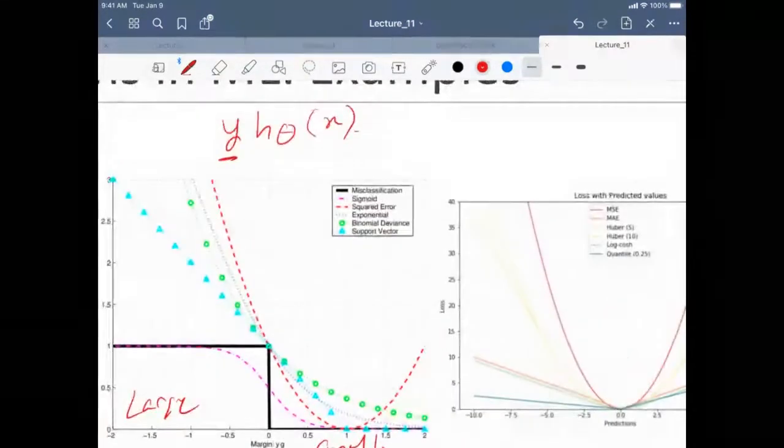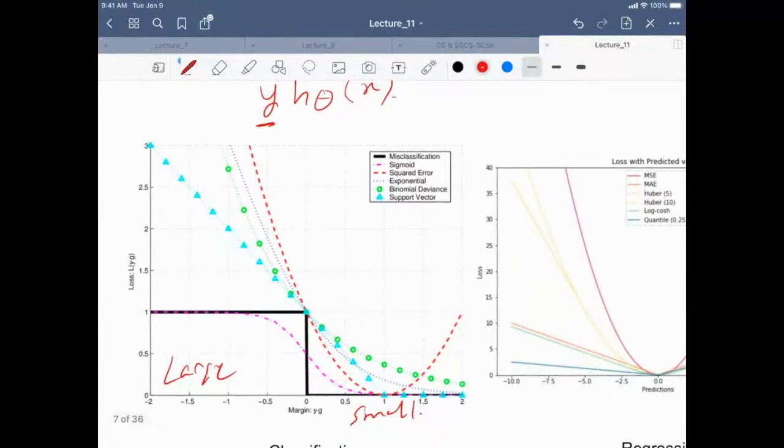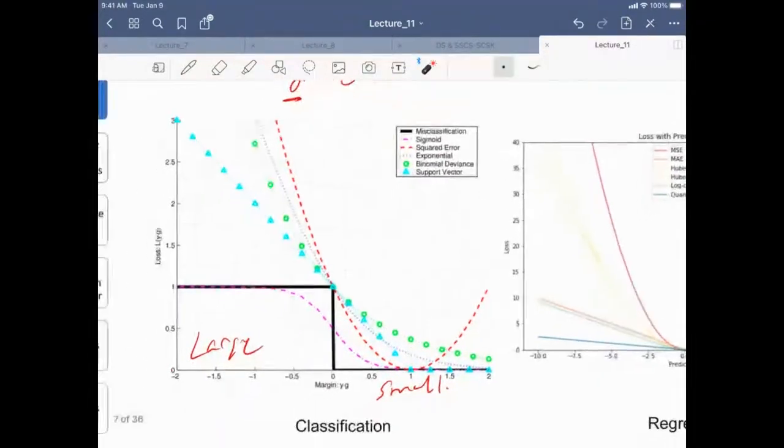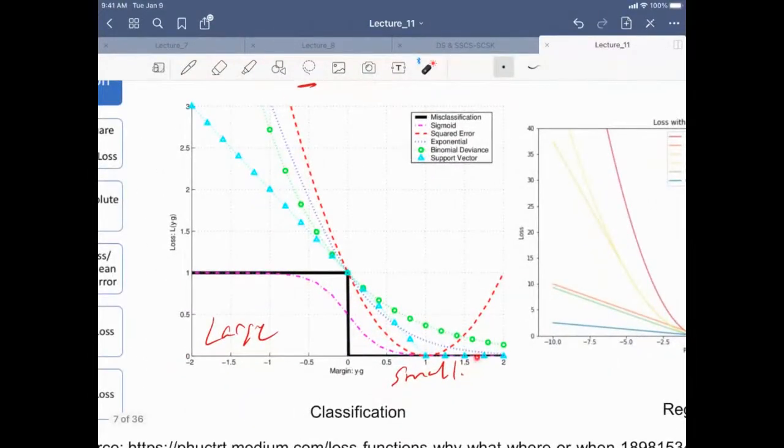And there are different loss functions, like logistic loss, for example. So this is a misclassification loss, which is 1, 0. If you are misclassified, you have a loss of 1, otherwise you have a loss of 0. Then these are different examples of loss functions. This is what is known as a support vector loss, which is also a hinge loss. This is a sigmoid, a sigmoid looks like this, the pink one. Then you have many other loss functions.